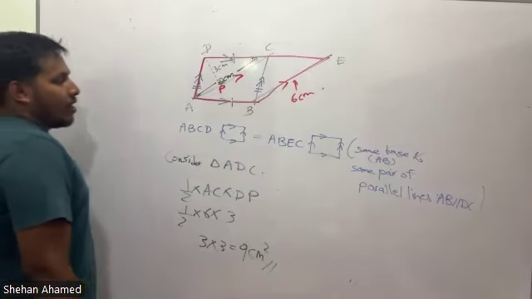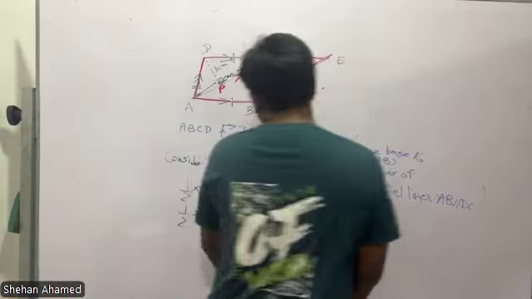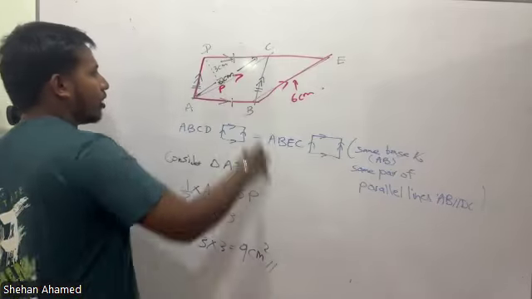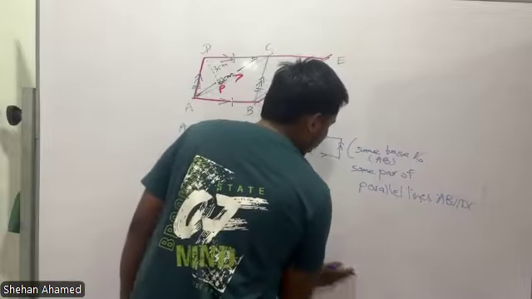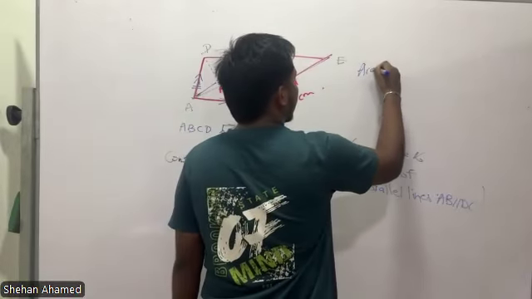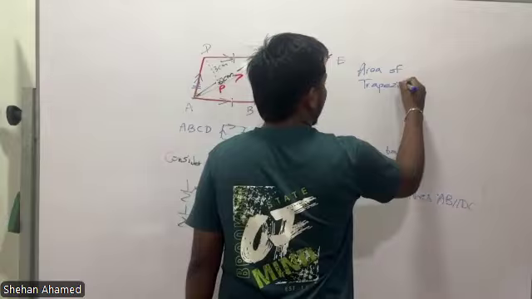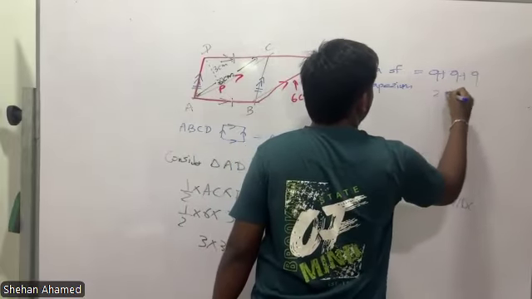Right. 9 plus 9 plus 9. 27. 9, 18, 27. The final answer is 27 centimeters square. This is 9, this is 9, this is 9. So you tell the total final answer of the trapezium. Area of trapezium is 9 plus 9 plus 9, which is 27 centimeters square.